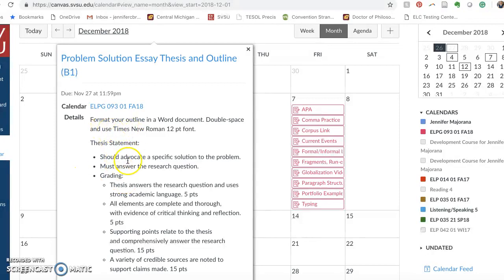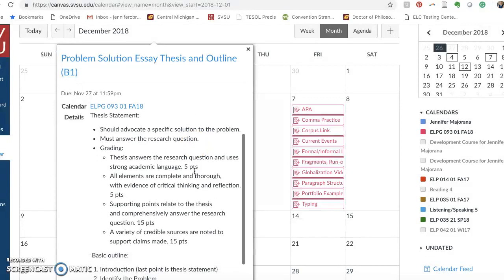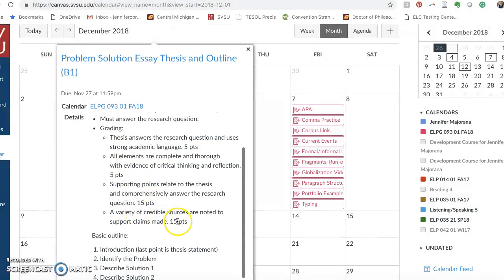So I give you some instructions in the Canvas assignment. Format your outline in a Word document, double space, and use Times New Roman 12-point font. It does not need to be in APA style, with a cover page and a running head and all of that. You don't have to do that. For your thesis statement, you need to advocate a specific solution to the problem. It needs to answer the research question. Okay, and here's the grading breakdown.